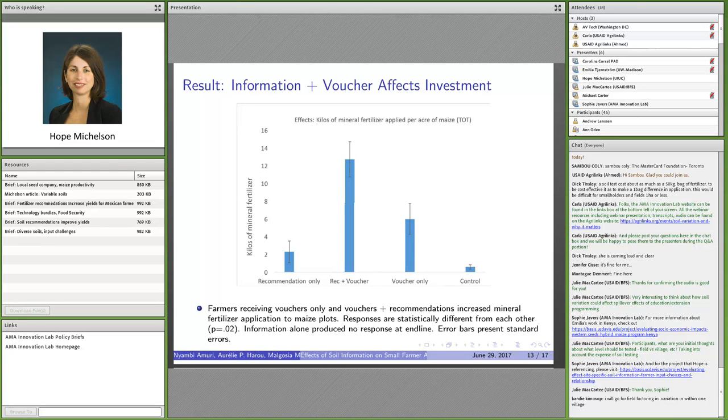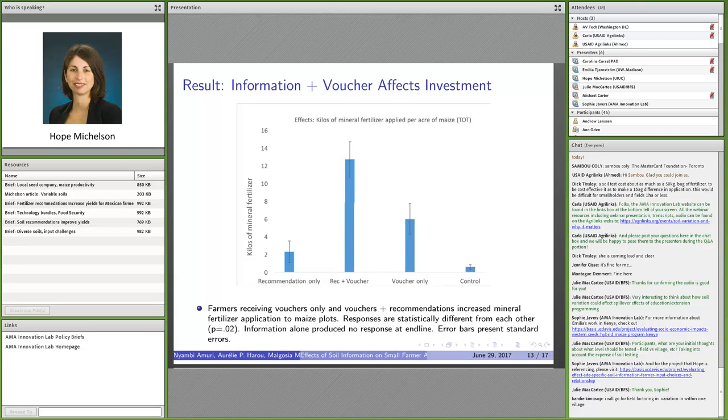Here on the y-axis is the kilos of mineral fertilizer. We're just lumping all the mineral fertilizer together here. And on the x-axis, the different treatment arms. The big effect we're seeing is that people who received the recommendation and the voucher bought about 12 to 13 kilos of mineral fertilizer. We also see an effect on the voucher only. They bought about 7. Those are statistically different from each other. But as you can expect from the previous slide, there's almost nothing on recommendation only.